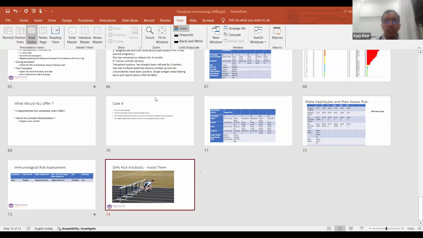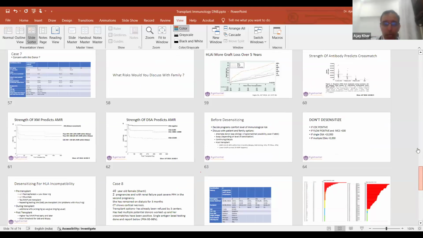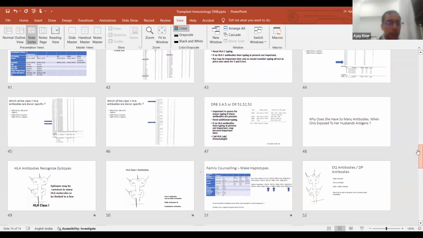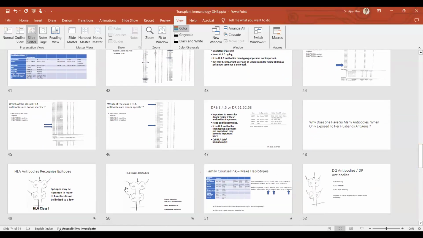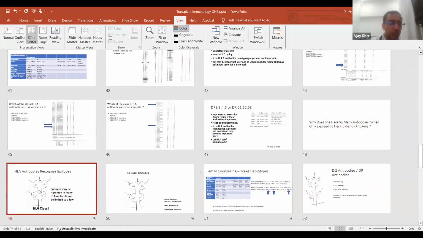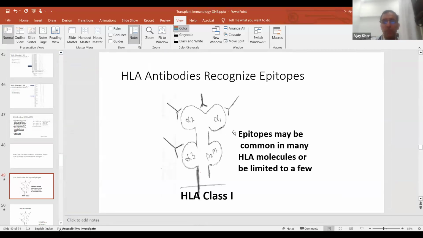So another question is, can you explain the concept of shared epitopes? Let me go back and share my screen. I'm not sure if my screen is still sharing. Can someone tell me if my screen is still sharing? Yes, sir, the screen is visible. Okay, so let me pull up this photo here.